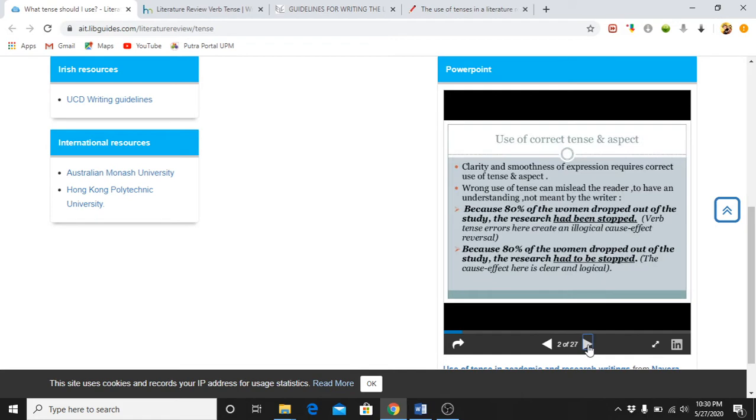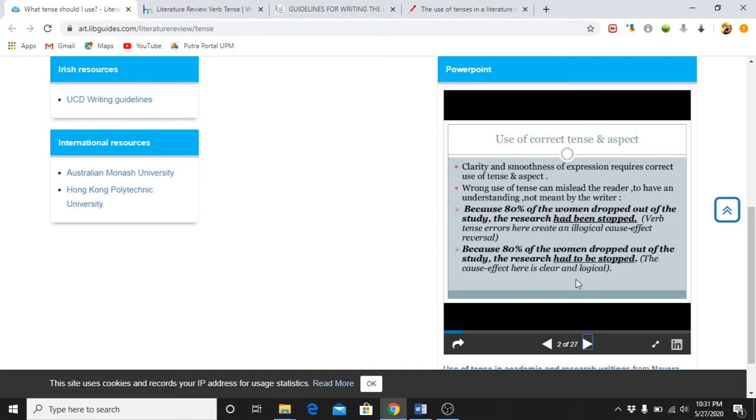So you can see in the slideshow they said that clarity and smoothness of expression requires correct use of tenses, so people might not be mistaken when they read your paper. For example, the given example is "because 80% of the women drop out of the study, the research had been stopped." So the correct one is "because 80% of the women dropped out of the study, the research had to be stopped." So it's clear and logical.